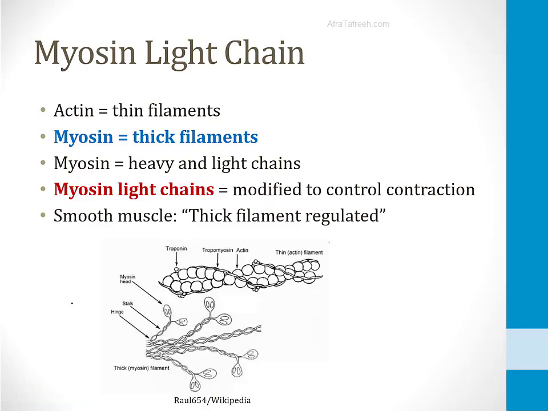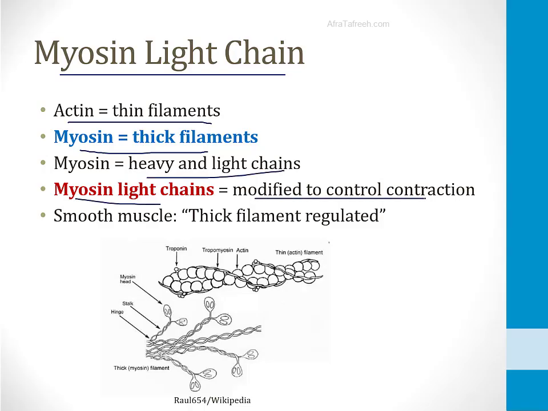In the video on skeletal muscle, I talk about actin and myosin in detail. Here what I'm going to focus on are the myosin light chains, because these are important regulatory elements that control smooth muscle contraction. So in the video on skeletal muscle, I talked about how actin filaments are called thin filaments and myosin filaments are called thick filaments. Well, myosin is made up of heavy and light chains, and the light chains are what are modified to control contraction in smooth muscle. For this reason, smooth muscle is sometimes called thick filament regulated, because myosin filaments are thick filaments, and those are what are modified, the myosin light chain portion of myosin filaments, in order to control contraction.